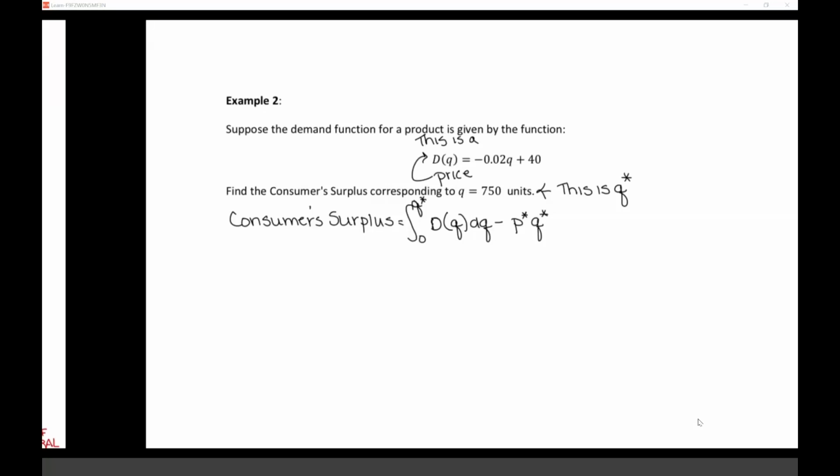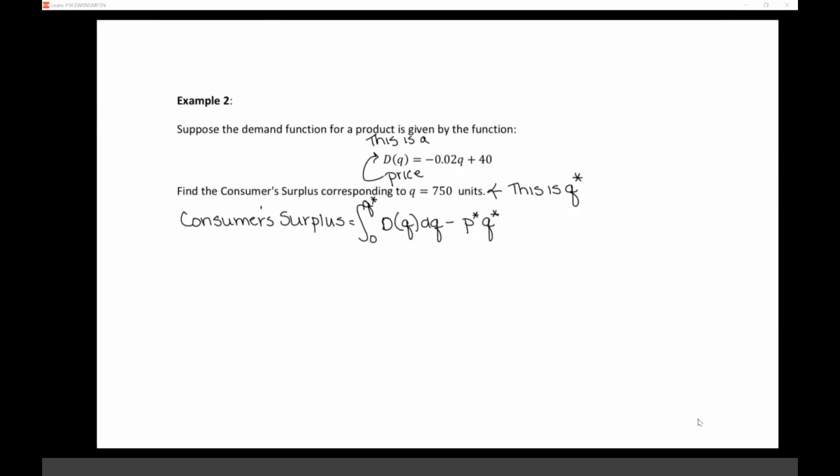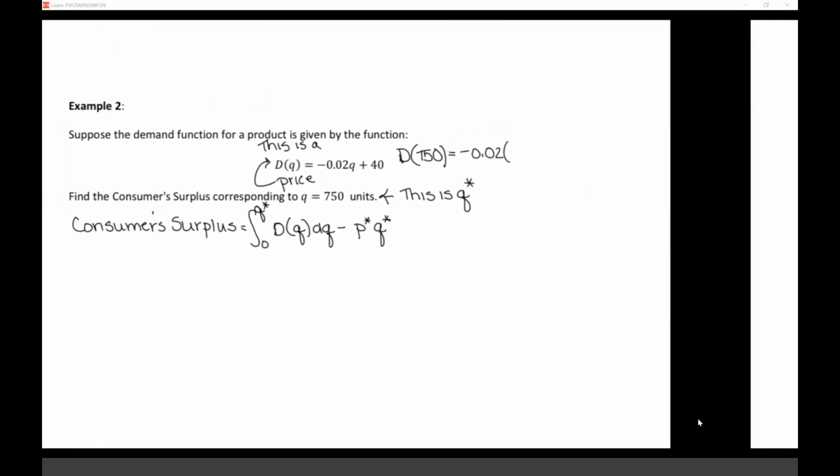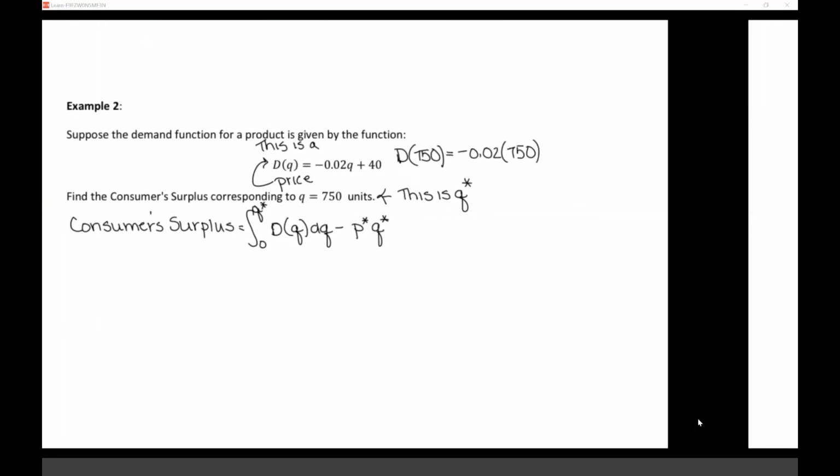So if you've got a Q value, all you need to do is plug it into the demand equation to figure out what P star is. So D of 750 equals negative 0.02 times 750 plus 40. That's going to give me P star, once I figure it out.